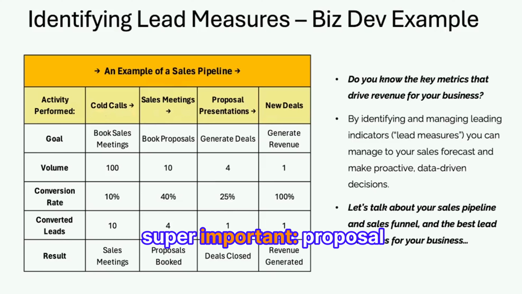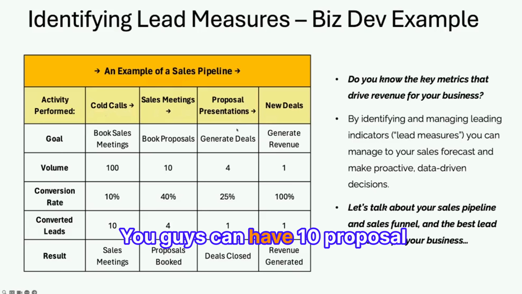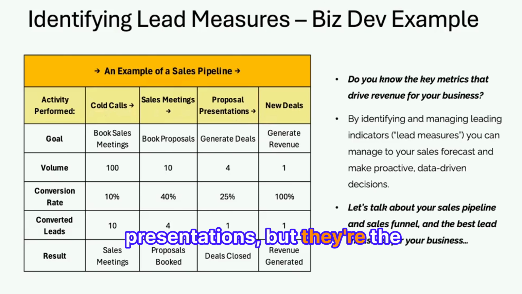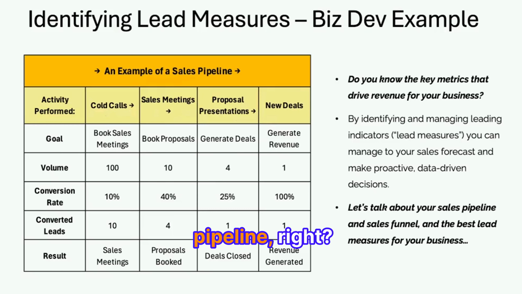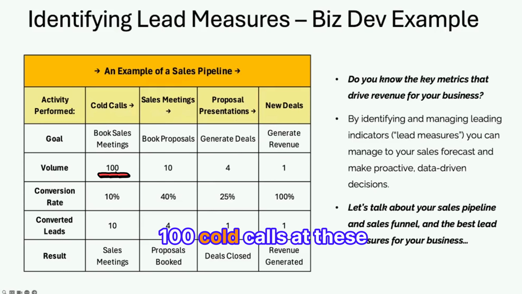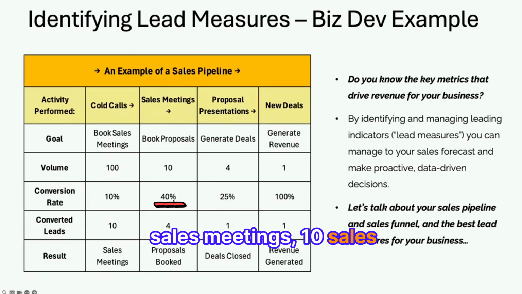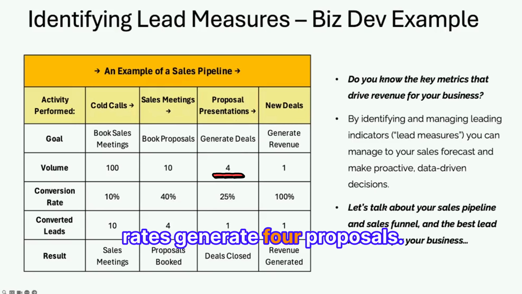If you build your sales pipeline out like this and you identify what the key activities are, and this is super important: proposal presentations are a lagging indicator. You can have 10 proposal presentations, but they're the result of something that happened earlier in the pipeline. In this example, cold calls generate sales meetings. 100 cold calls at these conversion rates generate 10 sales meetings. 10 sales meetings at these conversion rates generate 4 proposals. 4 proposals generate 1 deal.